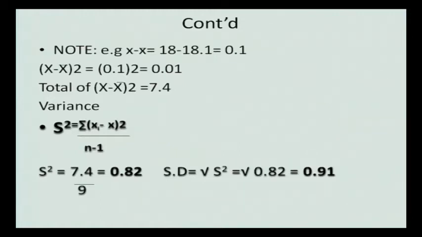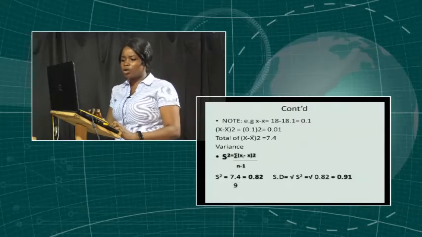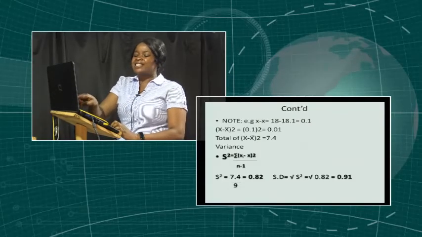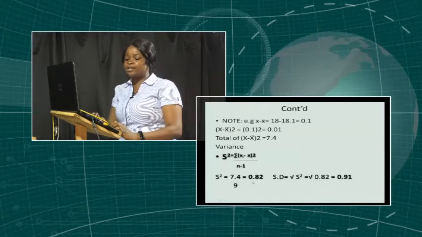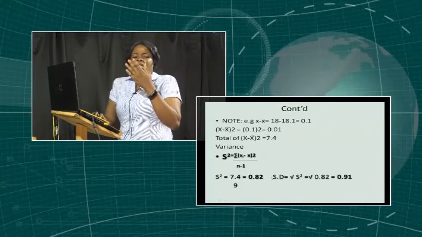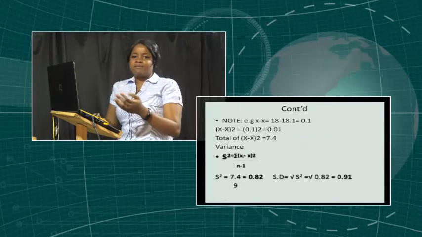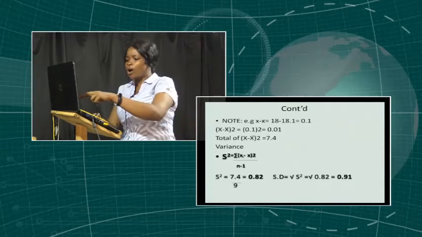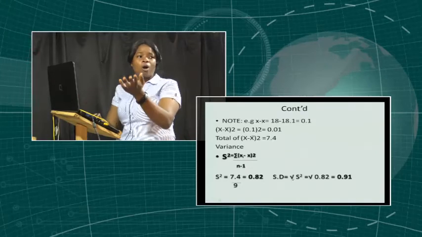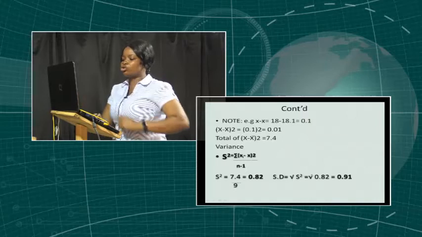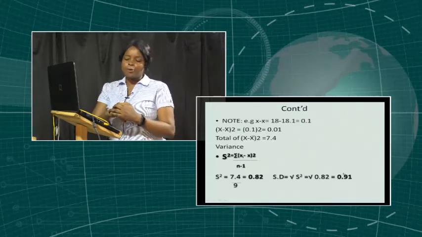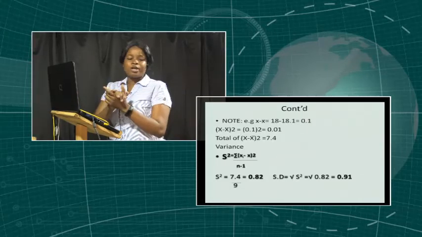Then 7.4 divided by 9, I have 0.82. I don't know if you are getting that. So this is for variance. Our variance is 0.82. Now, if I got my variance, standard deviation is very easy. To calculate my standard deviation, all I need is to take the square root of 0.82, and you have 0.91, about 0.9. So it's so easy.